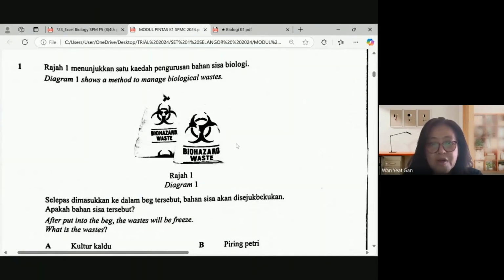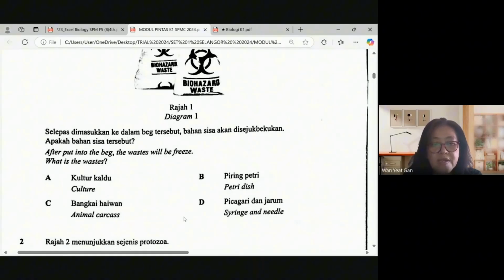Diagram 1 shows a method to manage biological waste. So there's a biohazard waste. After it is put into the bag, the waste will be frozen. What is the waste? For this waste, where you need to freeze it, normally is used for animal carcasses. Animal carcasses are normally frozen before being discarded. So the answer is C.